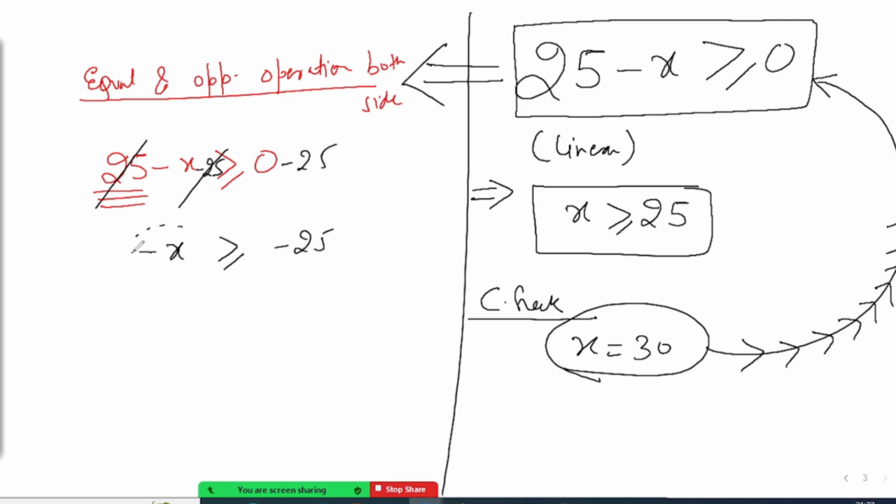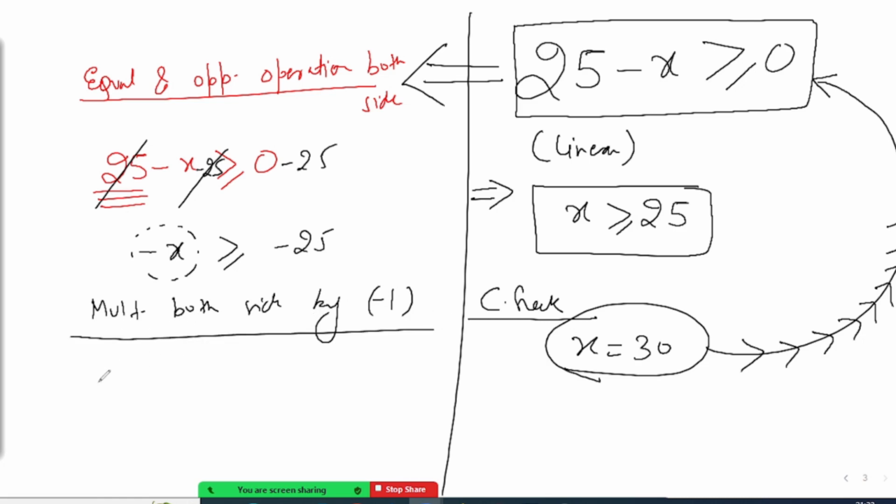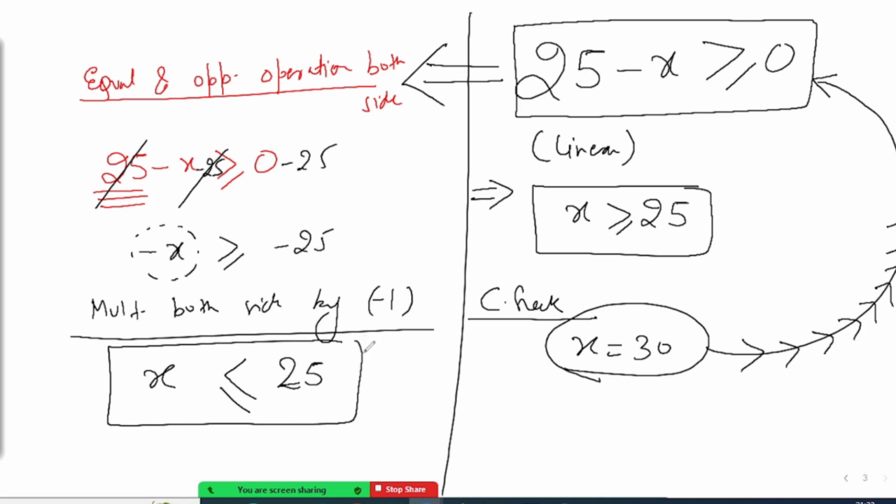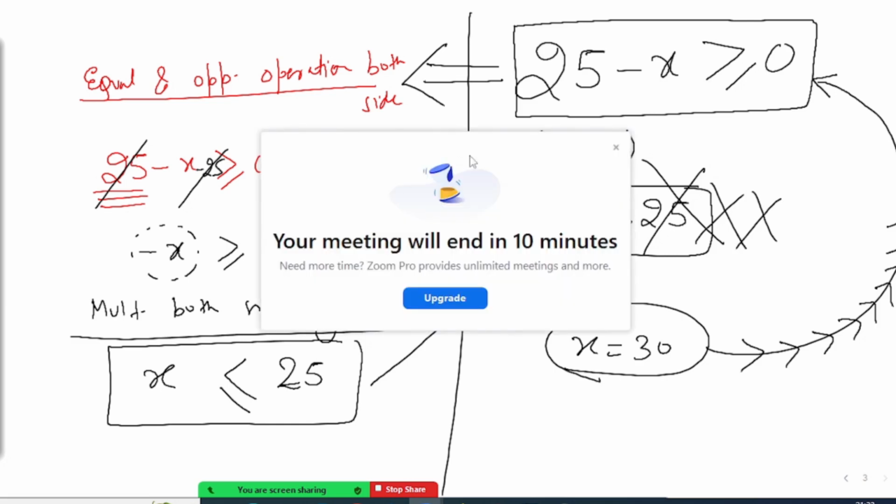Now I want to make this positive. So what do I have to do? Multiply both sides by minus 1. Can we do this? Yes. So the rule is when you multiply with a negative number, the inequality gets changed. So this will become x, inequality changed, and this will become 25. So this was your actual solution, and this was your wrong solution, right? This is the discussion on linear inequality.